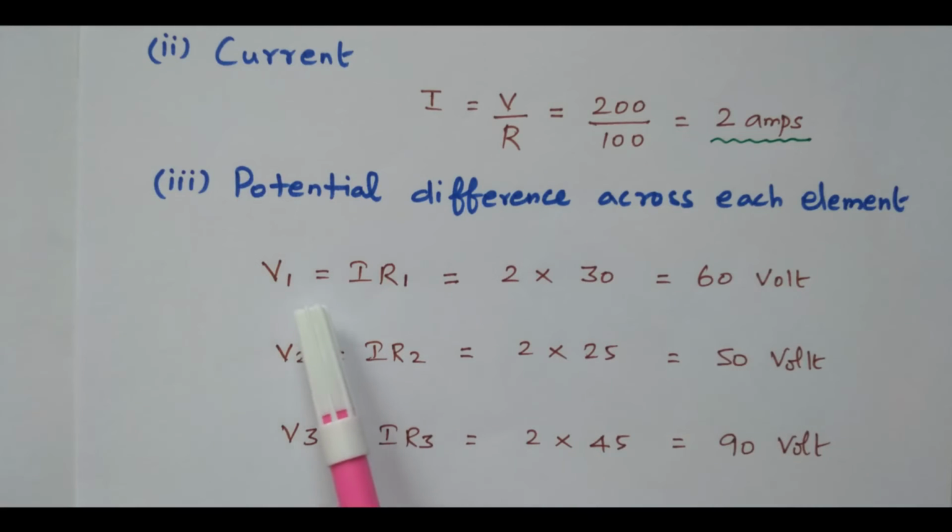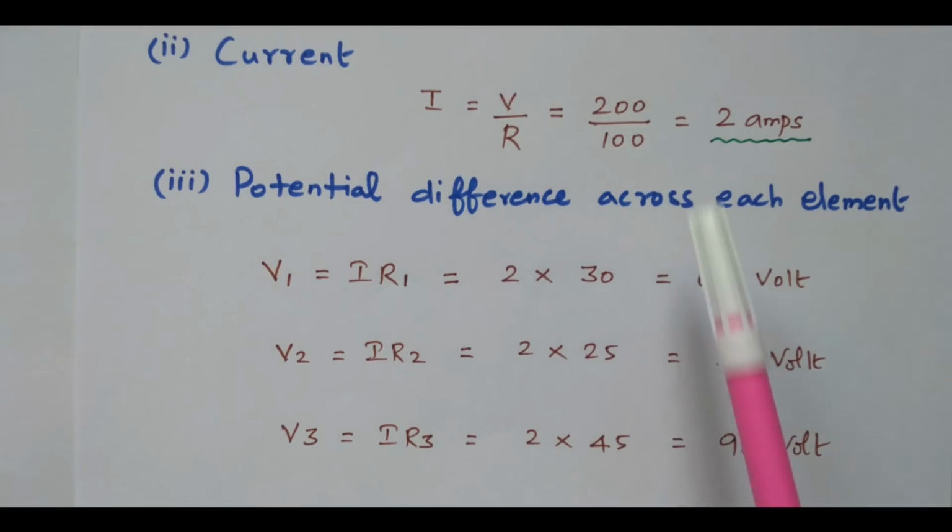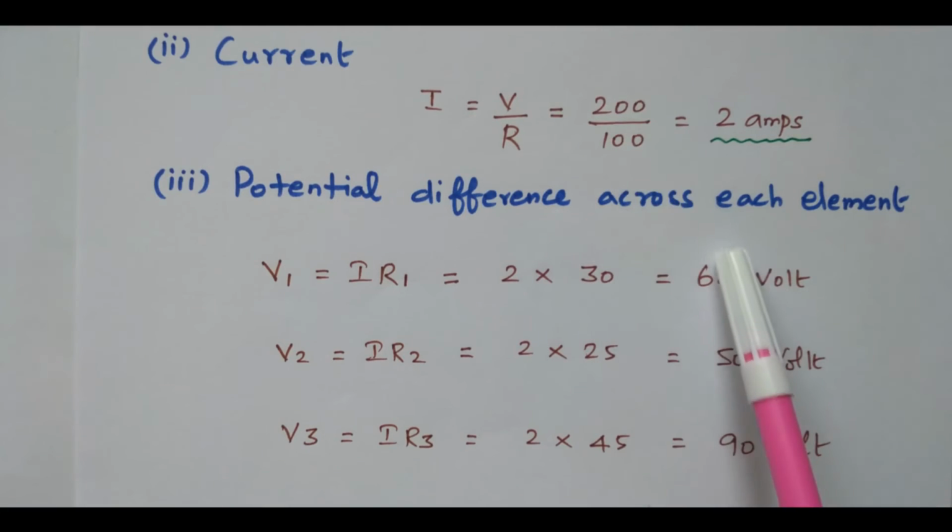So the potential drop across R1 is 60 volts, V2 is 50 volts, V3 is 90 volts. By adding all these, we got 200 volts, because 200 is the applied voltage. So the answer we calculated is correct. In this problem, we discussed the total resistance, then total current and potential drop across each resistor.